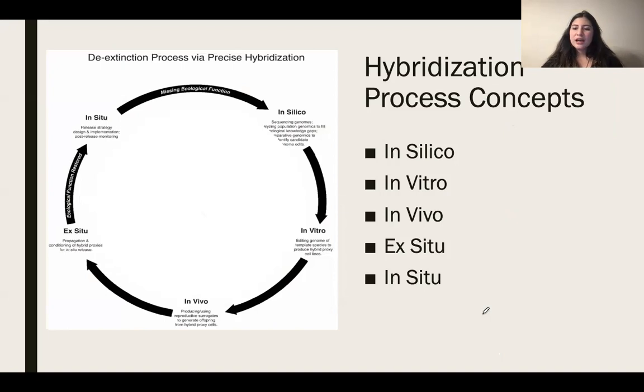I wanted to go through these concepts specifically and go through some definitions so we understand how these concepts come into play with de-extinction and the process of genetic modification. So we have in silico. In silico means the experimentation done through a computer. This phase is really important.